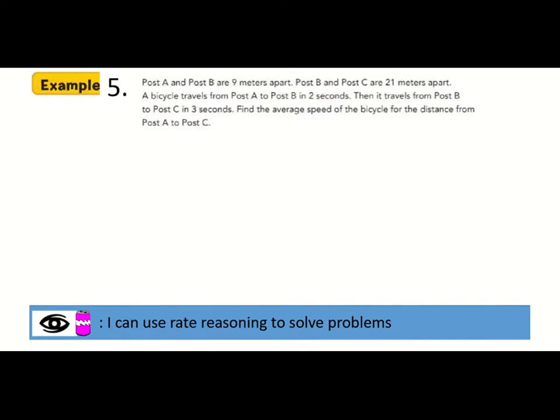For example 5, it says post A and post B are 9 meters apart. Post B and post C are 21 meters apart. A bicycle travels from post A to post B in 2 seconds. Then it travels from post B to post C in 3 seconds. Find the average speed of the bicycle from the distance of post A to post C. So we know the distance from post A to post C, and we do know that they traveled at different rates. So they're not traveling at a consistent rate.